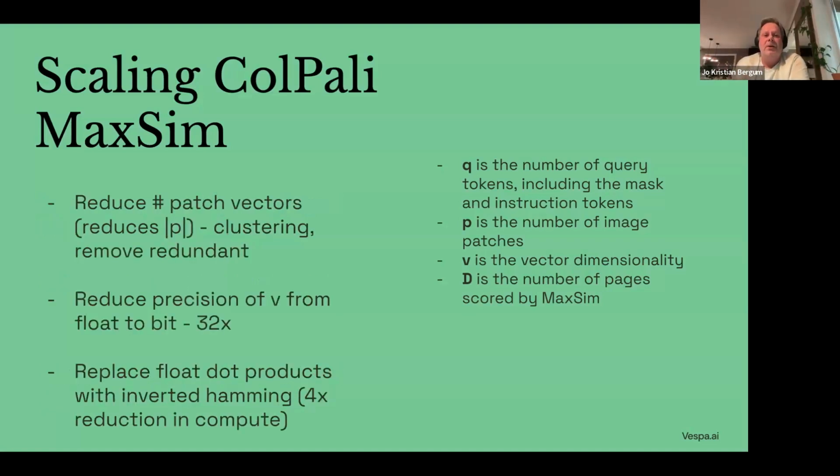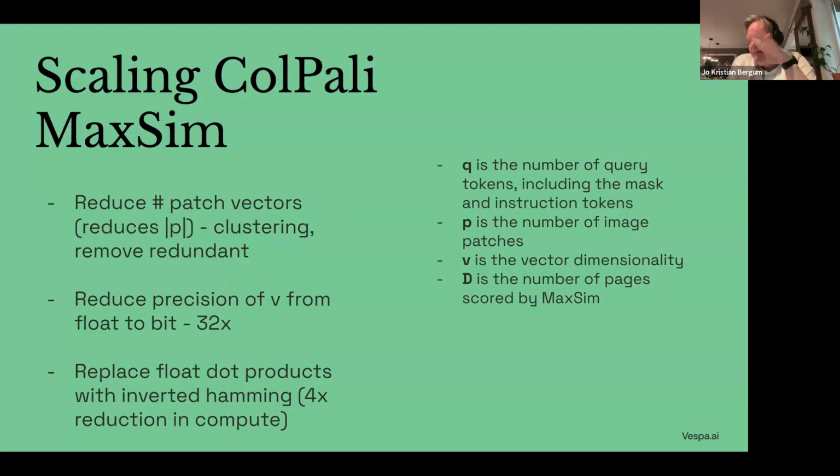So there are a couple of things you can do to scale this. You can reduce the number of patch vectors, but then you don't have the explainability feature. You're saying that in an image, there are a lot of areas that are not really important, that are white, that are overlapping. So you're basically clustering them so that you can represent one page with fewer vectors.